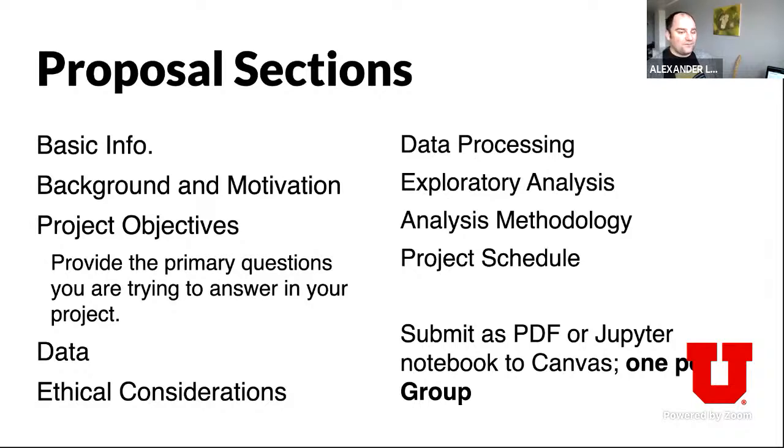And then once you have written this proposal, we expect this is something like 3 to 4 pages maybe. You submit this either as a PDF or as a Jupyter Notebook to Canvas, one submission per group. So we'll set up these groups for Canvas, and you submit this only once per group, and then everybody is graded together in the group.